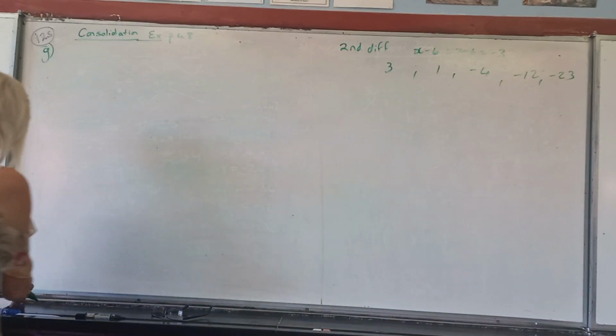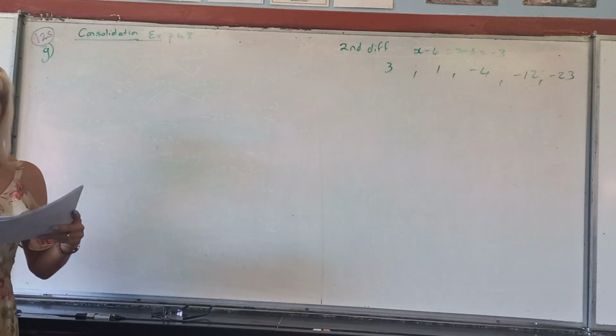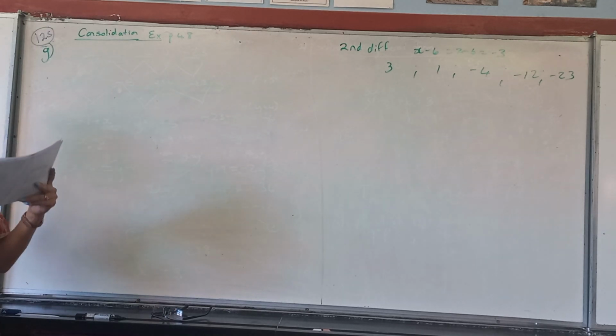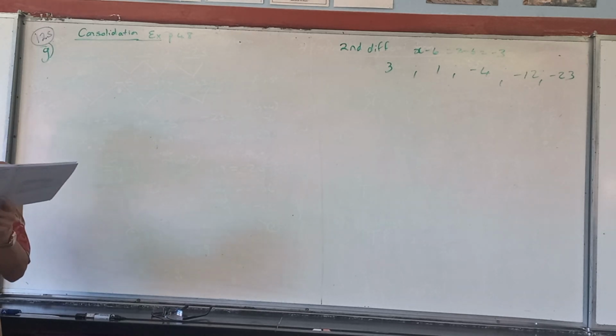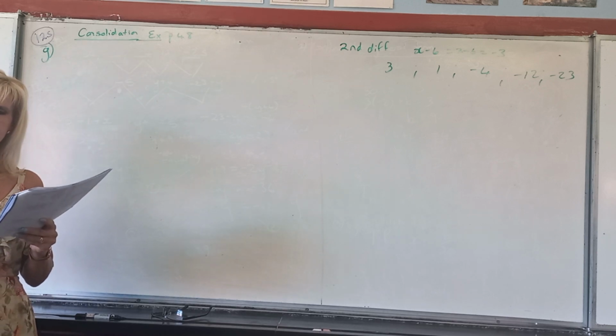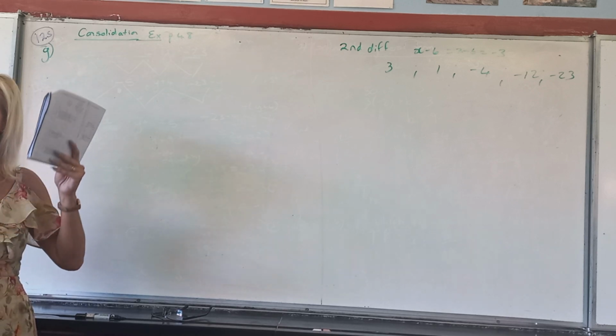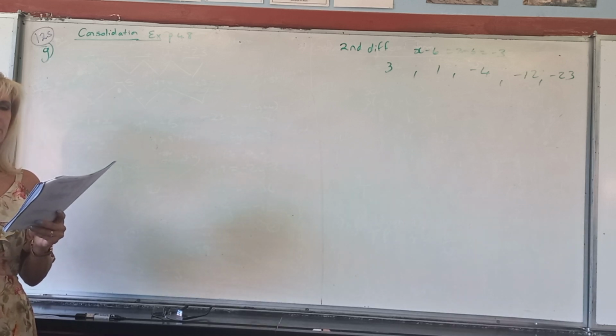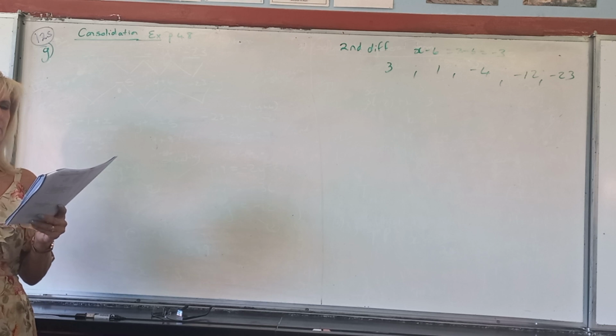Alright, on the consolidation exercise on page 48, number G says, a quadratic number pattern has a constant second difference of 6. Okay, going back to front here. Constant second difference of 6. The fifth term is 80. The 10th term is 315. Find the general term.